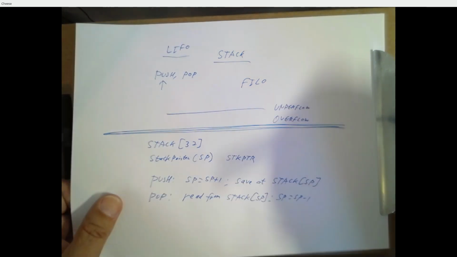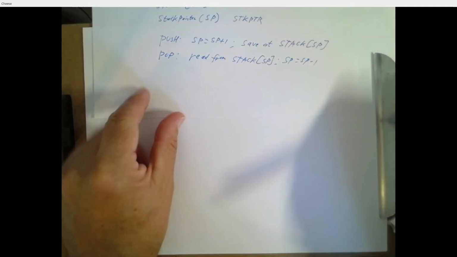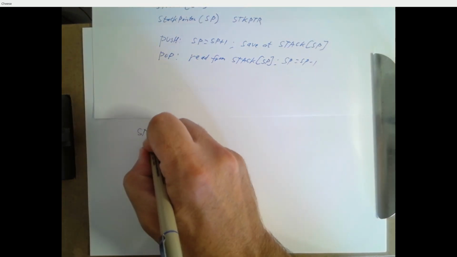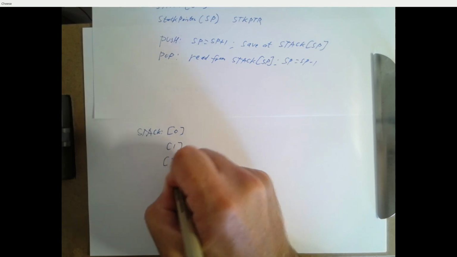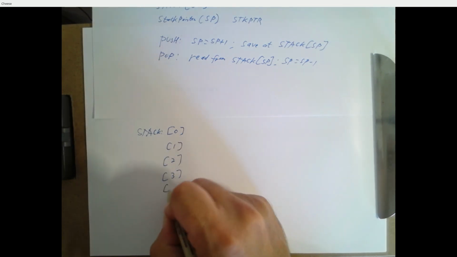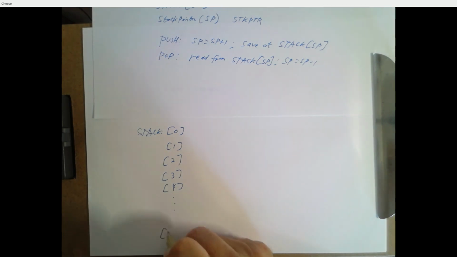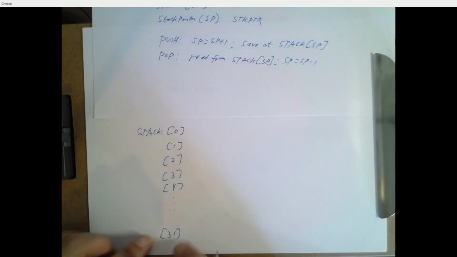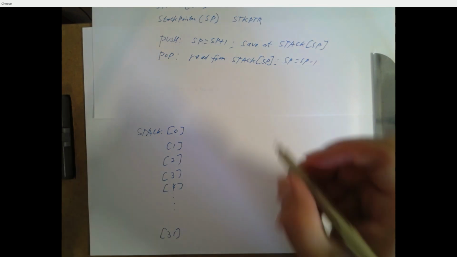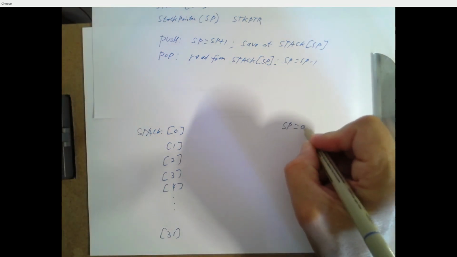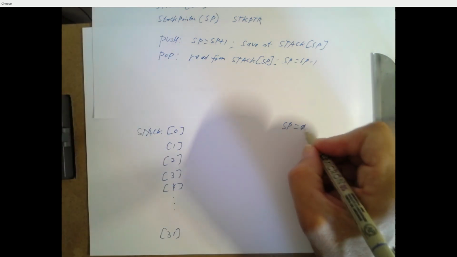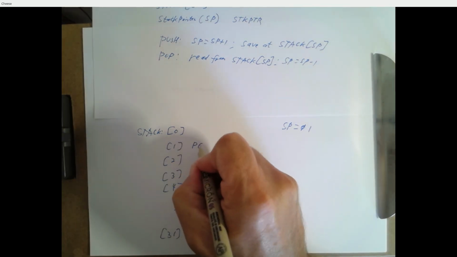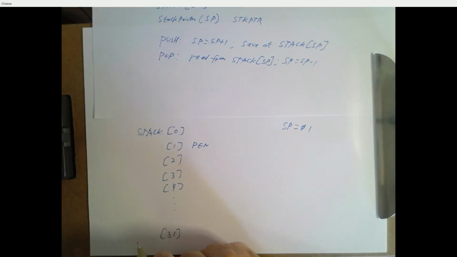Okay, so with that in mind, what do these stack operations look like? So here's our stack, and I'm just going to show the first few elements. There's 32 things in the stack, so the last element is number 31. Don't worry about that too much. And our SP, our stack pointer, is initialized to 0. So let's say we push a pen onto the stack. What are we going to do? Set SP to SP plus 1, and then save our pen at that location in the stack.